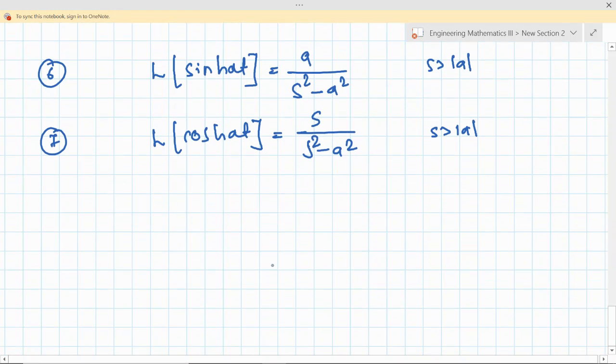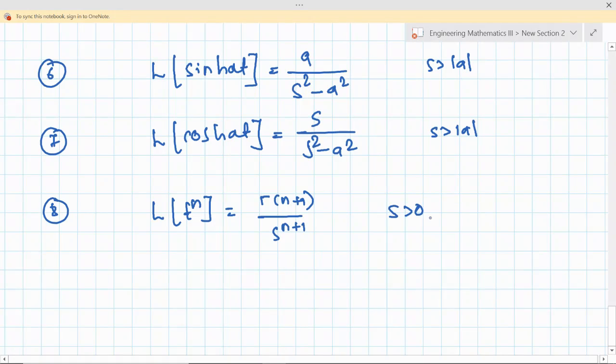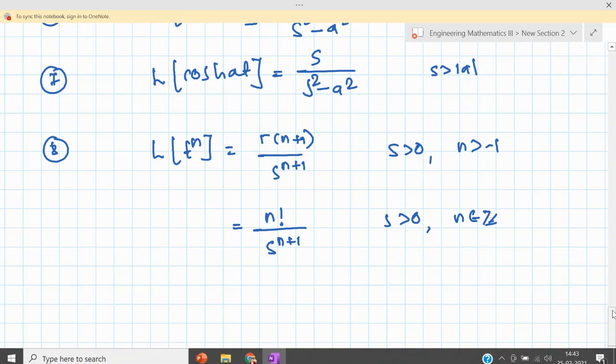Okay, and one more rule related with this standard function is, what is the Laplace transform of t raised to n? So this is nothing but gamma of n plus 1 divided by s raised to n plus 1 for s greater than 0, n greater than minus 1, and this is simply what? n factorial divided by s raised to n plus 1 for s greater than 0, n belongs to positive integers, like this. So what is the gamma function actually?